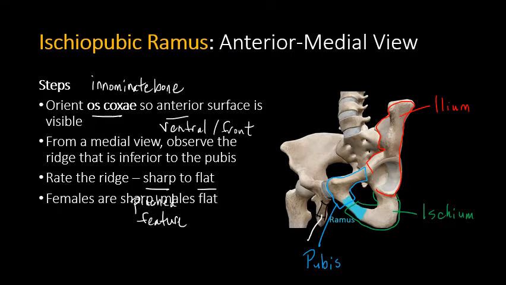As I've already pointed out, females have that sharp or pinched feature, whereas males have a very flat feature when we're looking at the ischiopubic ramus. Let's move on to the next slide and look at a couple of examples of the ischiopubic ramus.